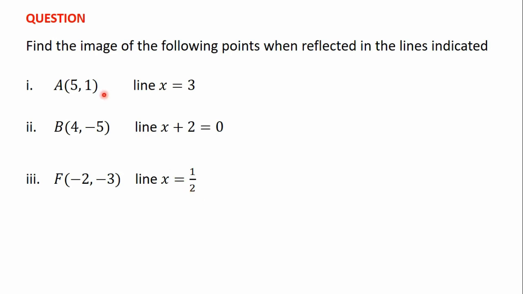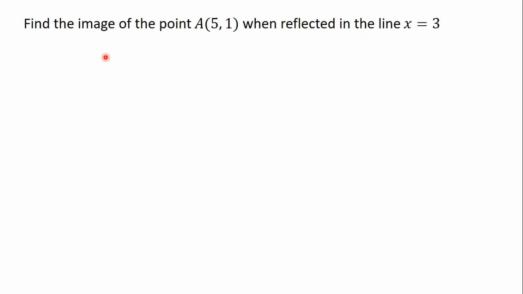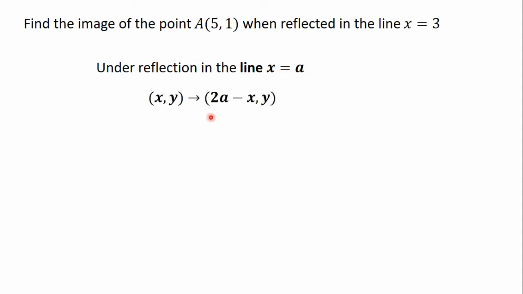So let's begin with the first one. Finding the image of the point A with coordinates 5, 1 when it is reflected in the line x is equal to 3. We have learnt that under a reflection in the line x is equal to a, the rule for the transformation is (x, y) maps to (2a minus x, y), with 2a minus x as the x coordinate, then y as the y coordinate.